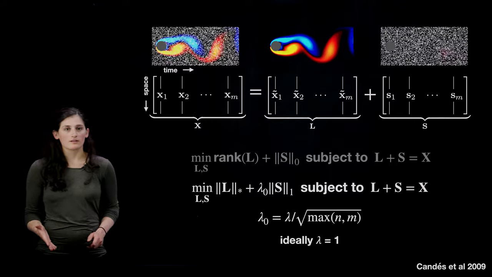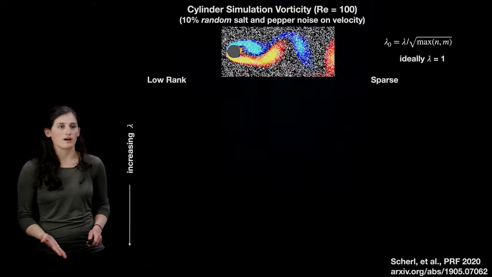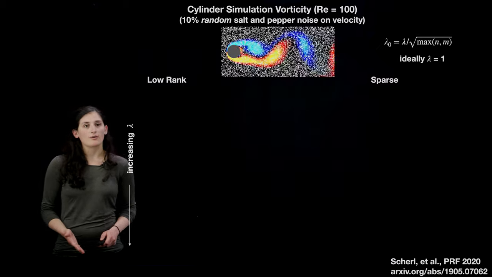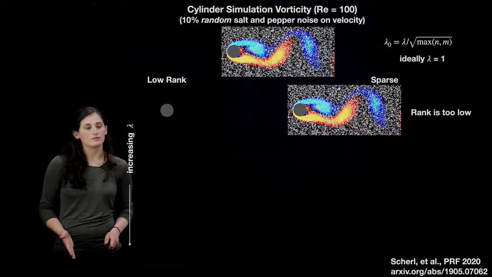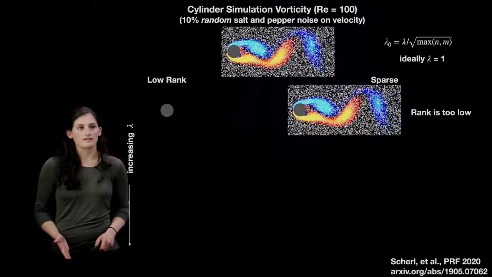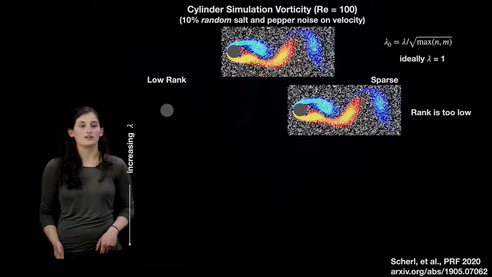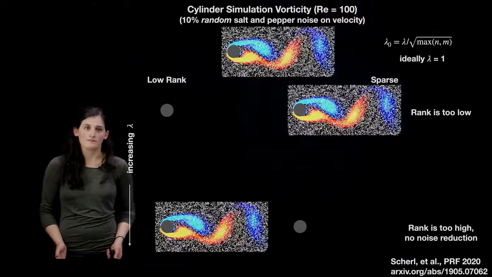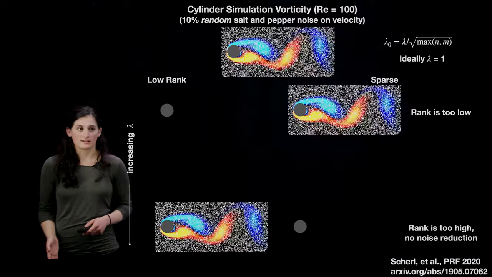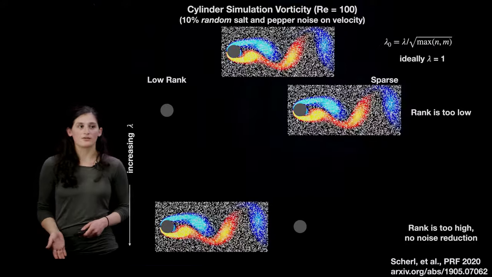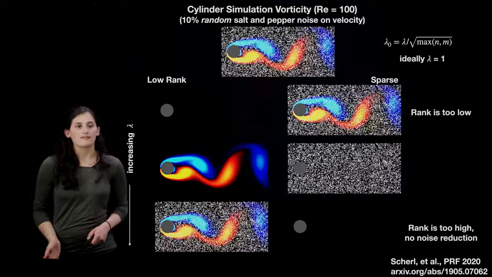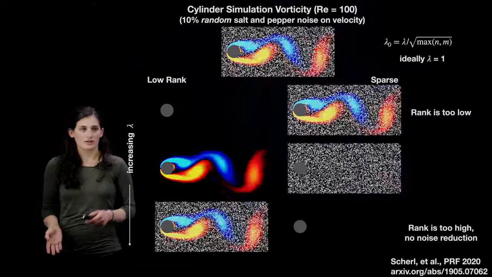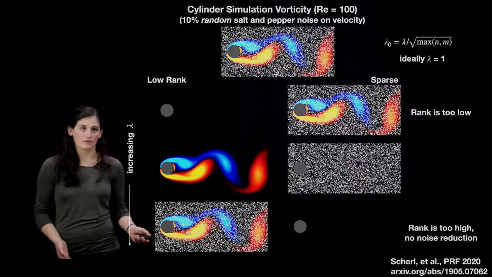Keeping that in mind, if we have this flow past the cylinder data set and we want to change lambda, if we make lambda too small, then everything is allocated to the sparse space and the rank is too low. If we make lambda too large, there's no noise reduction, everything is considered low rank, and the rank is too high. If we get lambda just right, we have this perfect bisection between low rank structure and sparse noise. And that's what we're aiming for.